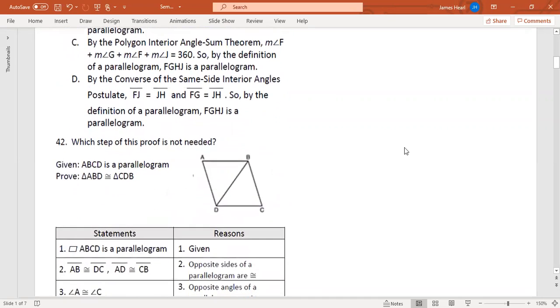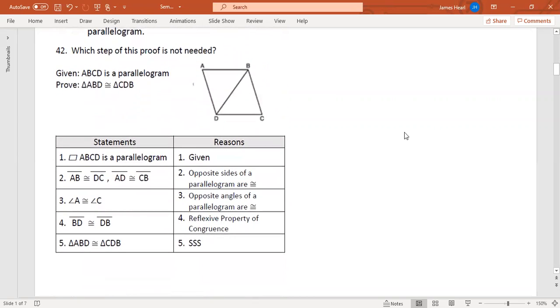For 42, we're given another parallelogram proof, but this time the reverse task. Of everything that's already been listed and put together, you're asked to figure out which one of these things doesn't need to be in the list here. So let's just read through them all. We're given that we have a parallelogram, which means the opposite sides are congruent for line 2. Angle A and angle C would be congruent because opposite angles are as well. BD is reflexive to itself, that's a true fact. And then the triangles that are inside this parallelogram are congruent by side, side, side.